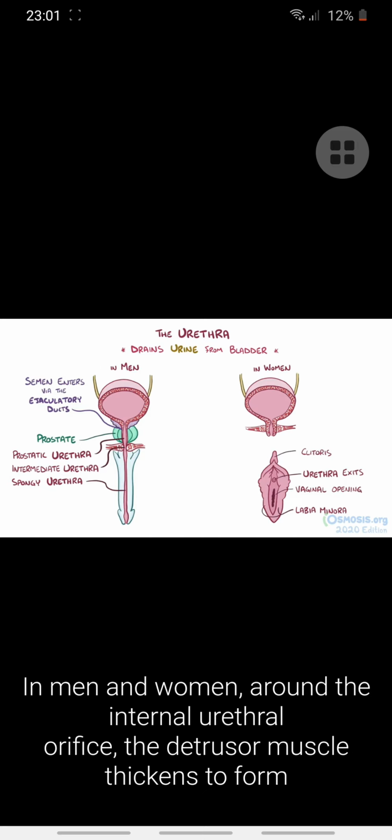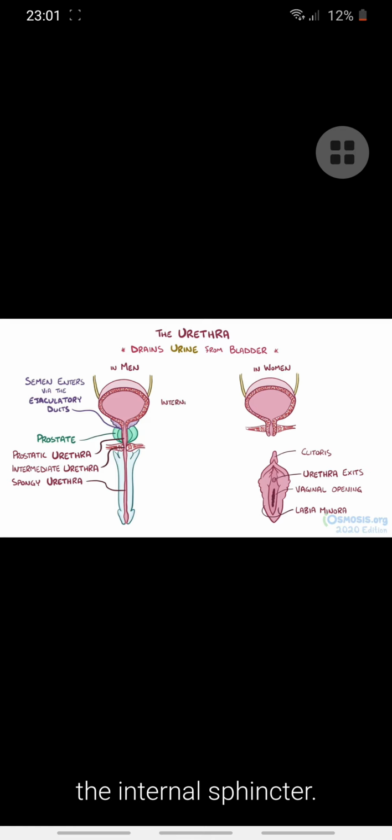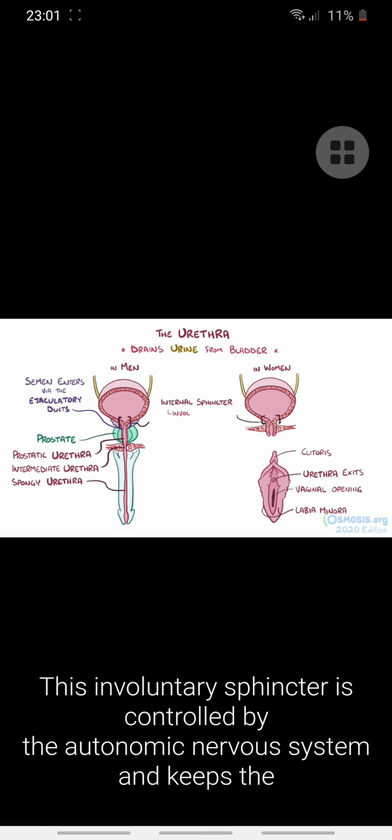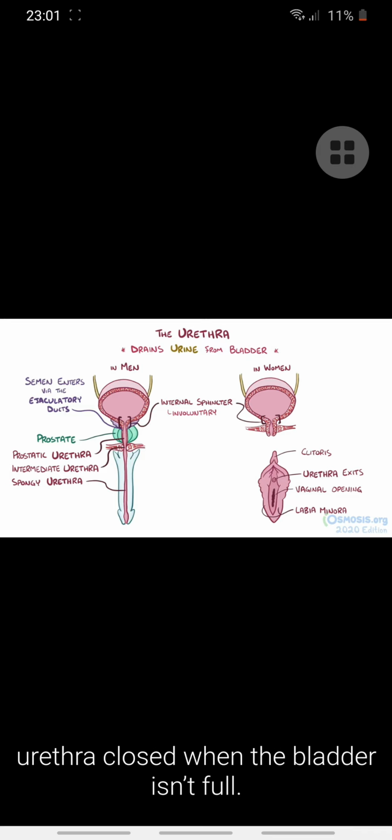In men and women around the internal urethral orifice, the detrusor muscle thickens to form the internal sphincter. This involuntary sphincter is controlled by the autonomic nervous system and keeps the urethra closed when the bladder isn't full.